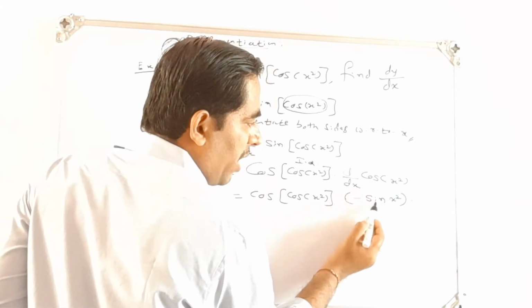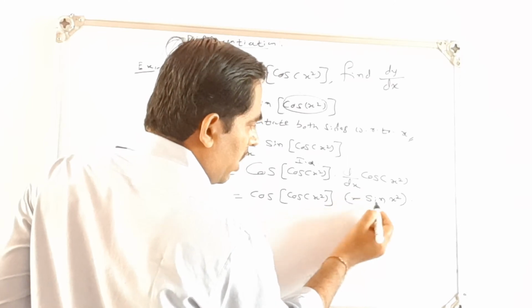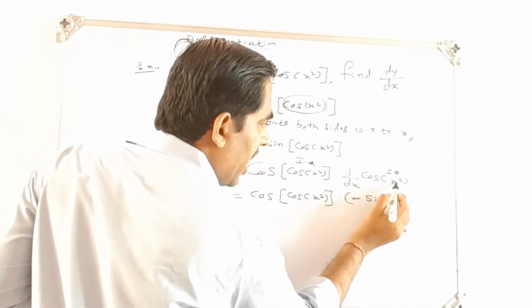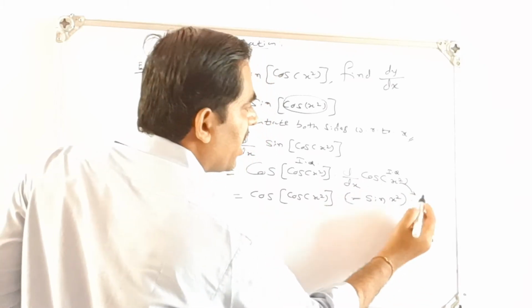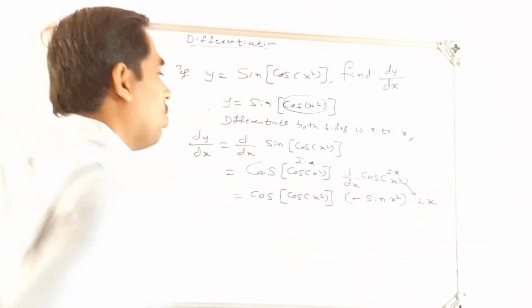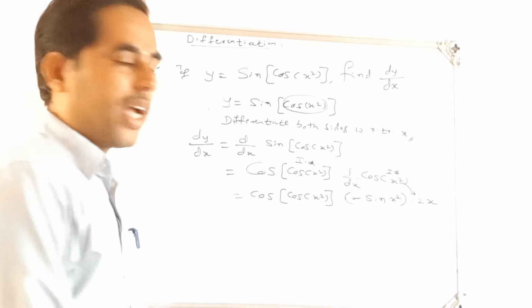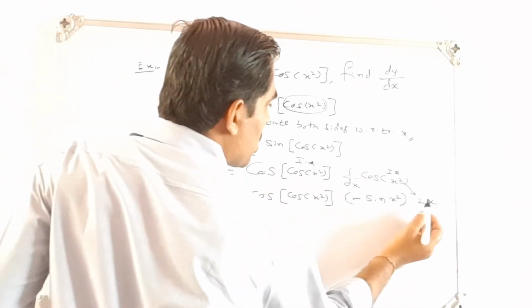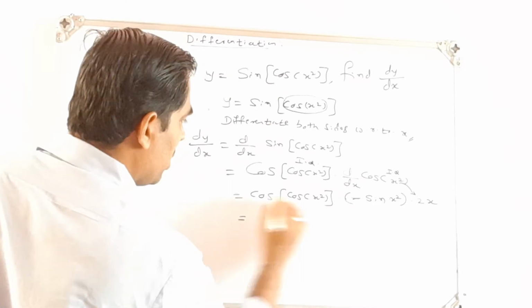The derivative of cos x is minus sine x, into, once again, the inner quantity. So the derivative of x square I have to write here. The derivative of x square is 2x. You can stop at this step, or otherwise you can write this 2x separately: minus 2x into sine x square. So you can arrange this properly.